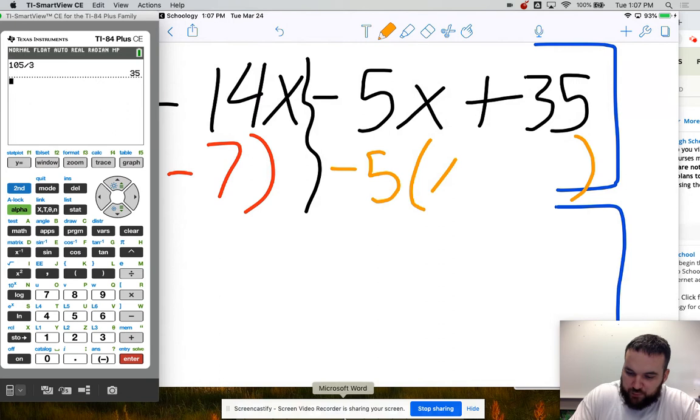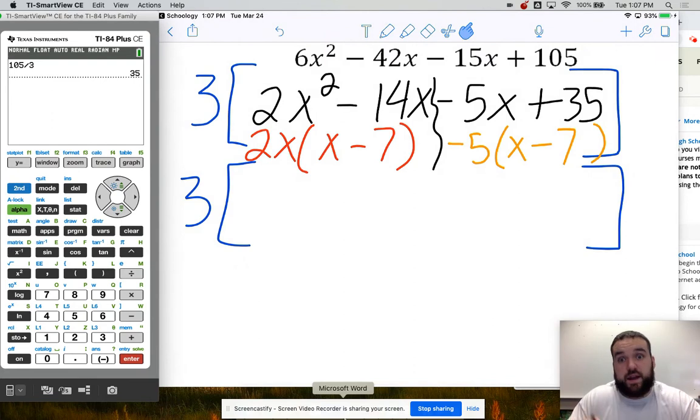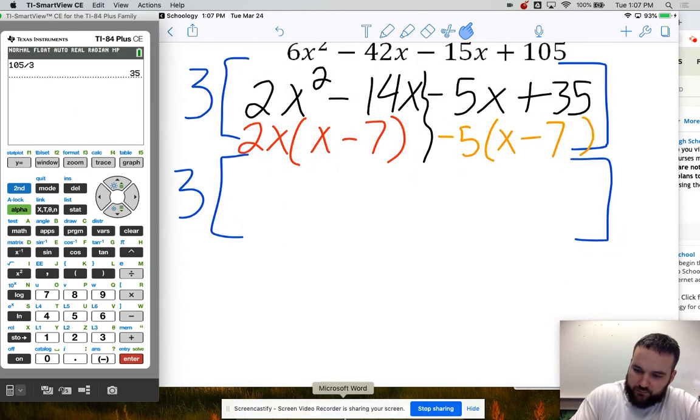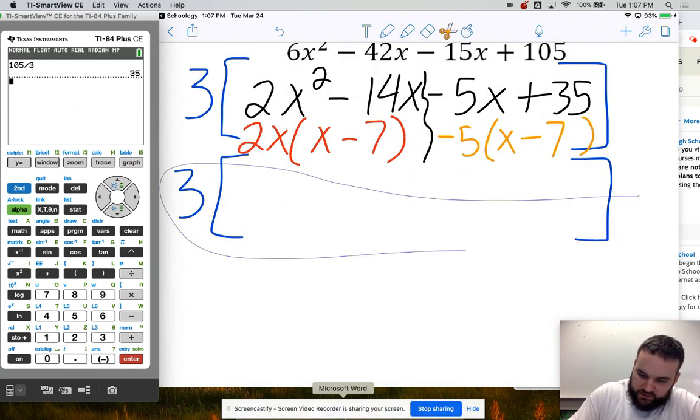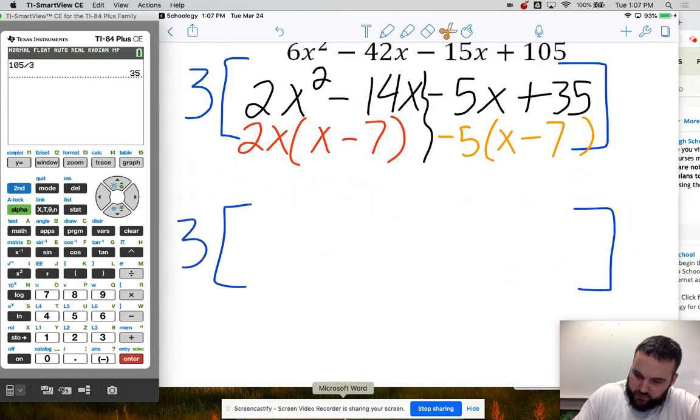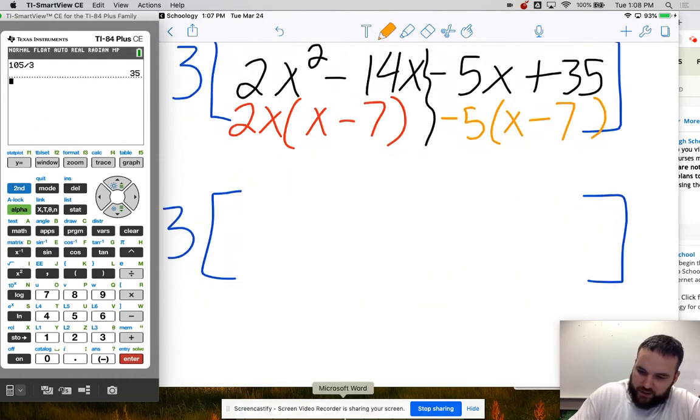And if I divide both of these things by negative 5, I'll have x minus 7, which again is what I want to see. I want to see the same thing in parentheses for both halves of the problem when I split it up. Okay, now I'm going to go ahead and take this and move it down just a little bit because now I'm ready to write my answer.